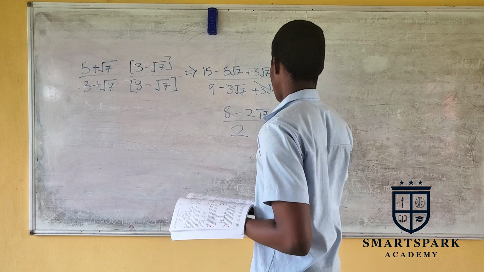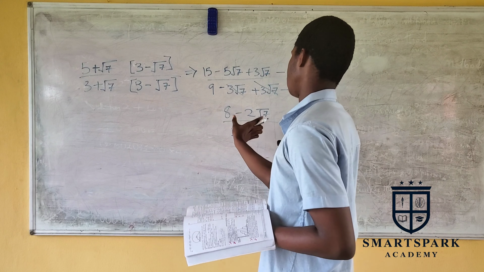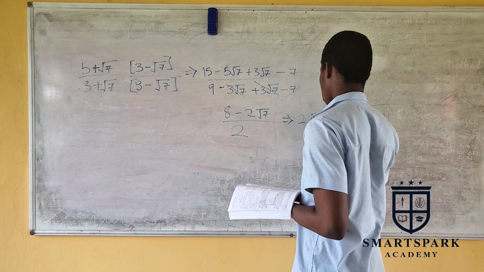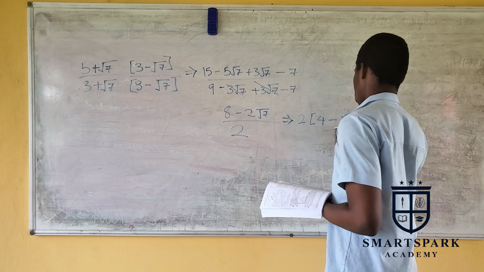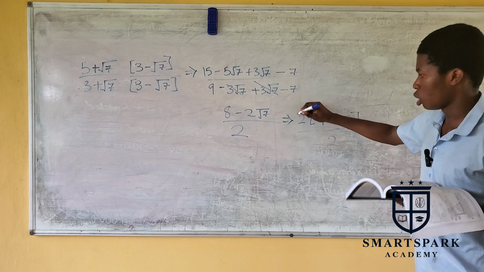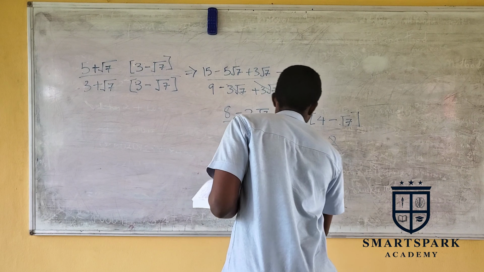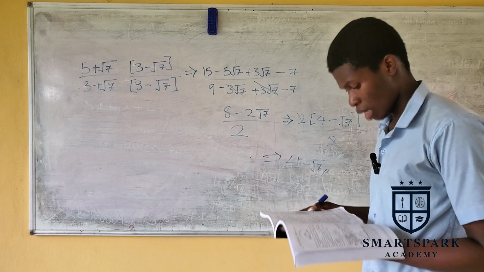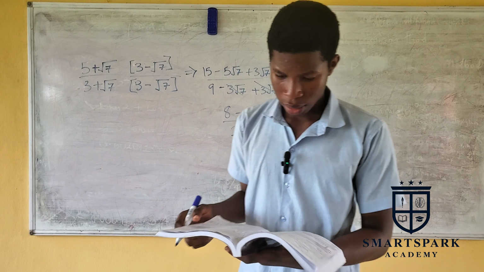Now we are going to break this down further. We notice that 2 is a common factor between these two parts. So this is 2 times 4 minus root 7, divided by 2, whereby the 2s cancel. So we are left with 4 minus root 7. That is the answer for question 7.